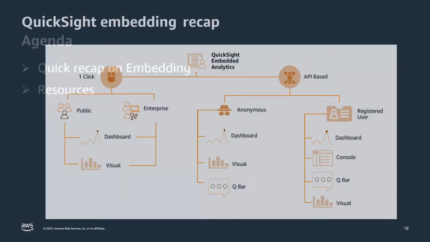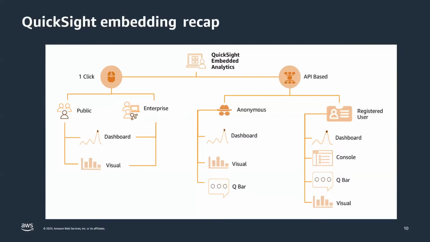Right. So here is an overall embedding recap where QuickSight offers and caters every type of use case you can think of as far as embedding is concerned, where we have one-click embedding and API-based embedding. One-click embedding is we make it very easy for you to be able to take your dashboards that are built in QuickSight and embed them into your internet portals, your public facing websites. So we have different types of embedding there, like public embedding and enterprise embedding, as you can see.